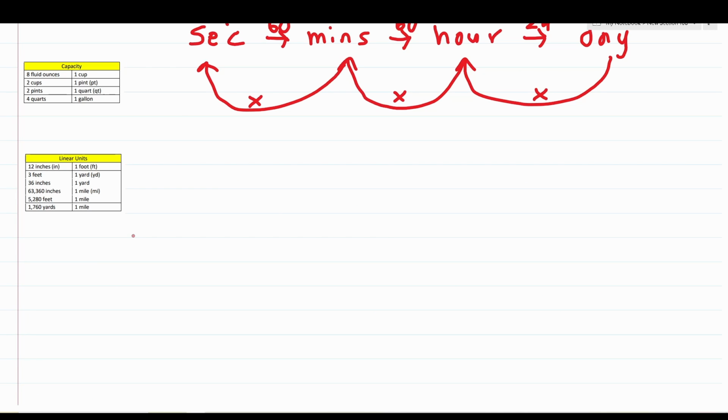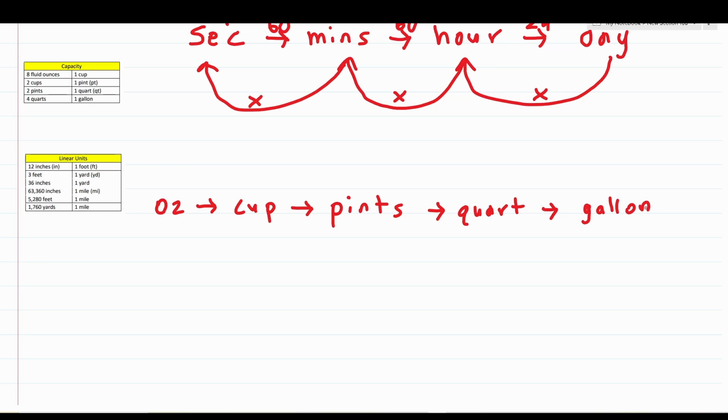Let's talk about capacity now. As you can see, we have ounces, cups, pints, quarts, and gallons. And for these, you have to remember all of them. Of course, the smallest unit there is ounces. After that, we have cups. Then we have pints. Then we have quarts. Then we have gallons.